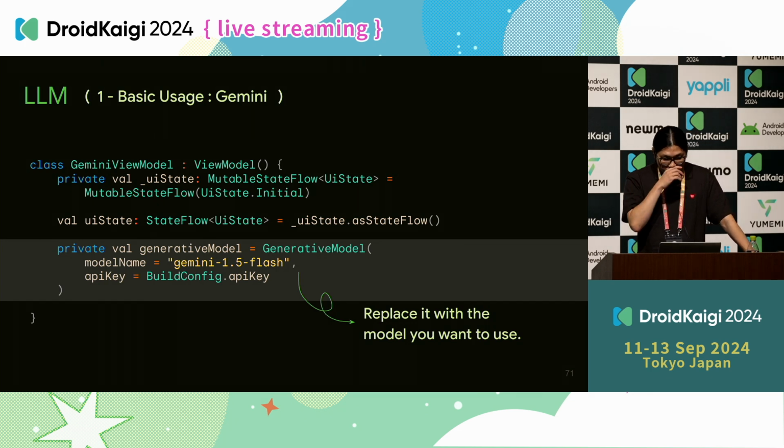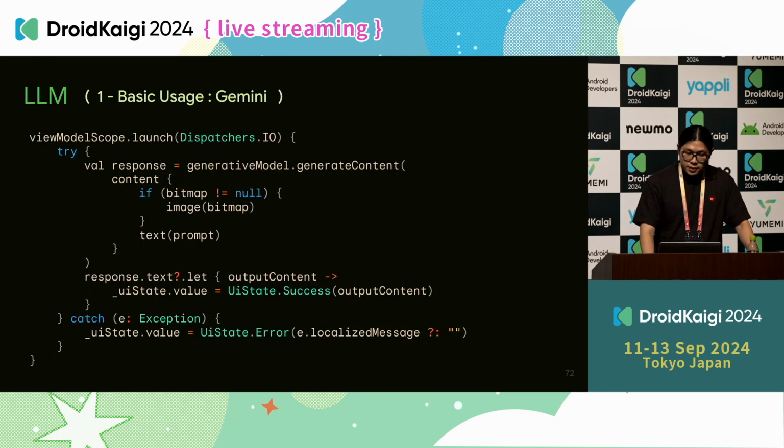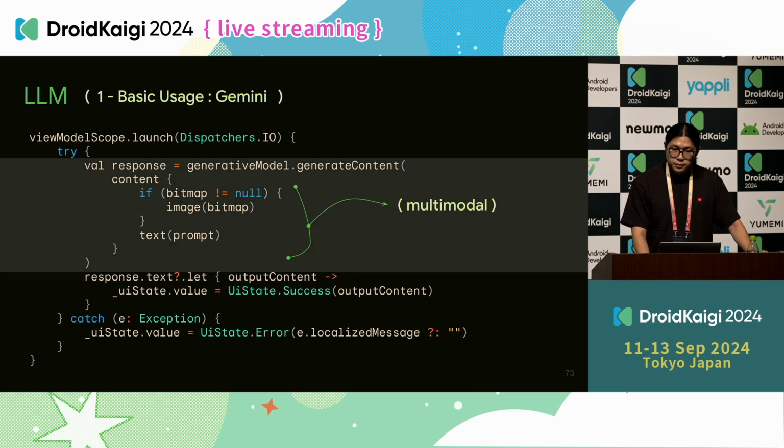In the view model, create the generative model object and specify the name of the Gemini model you want to use. Here is the process of calling the Gemini API. It's very simple. You can call the generateContent method and add a parameter like image or text to the content parameter in your request. It's multimodal.